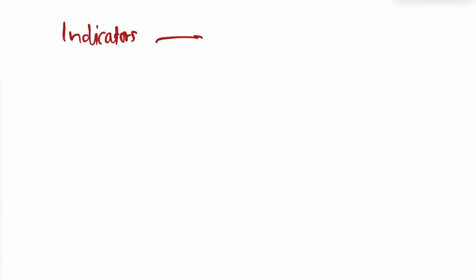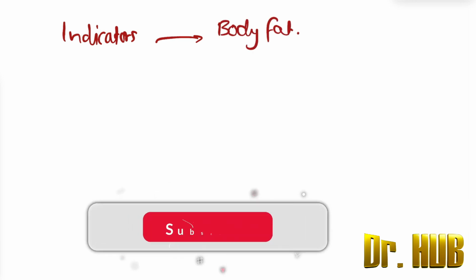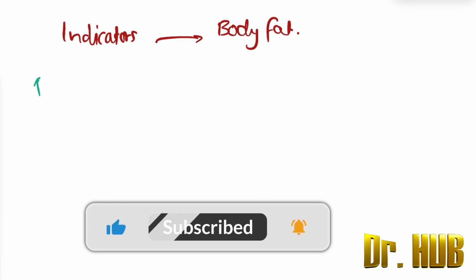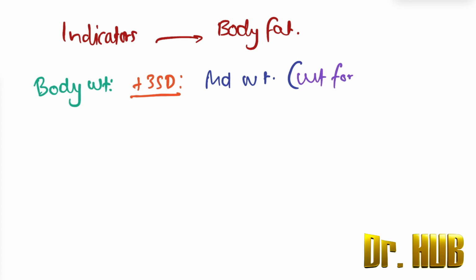Today we look at the indicators of body fat. The indicators of body fat include body weight. This body weight is the +3 SD, that is the standard deviation, from the median weight, and this is weight for height. This is used as a cutoff point for obesity.